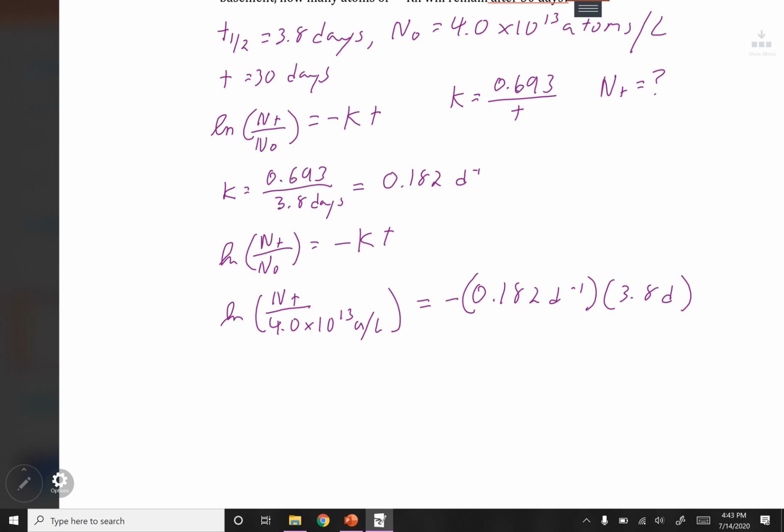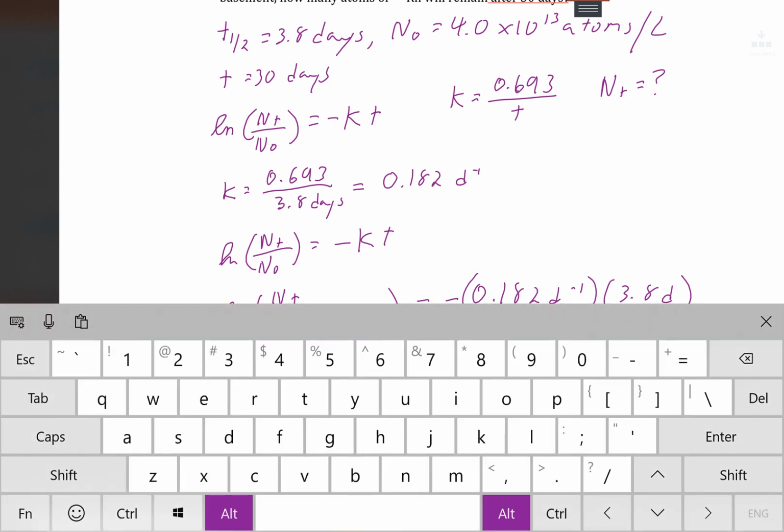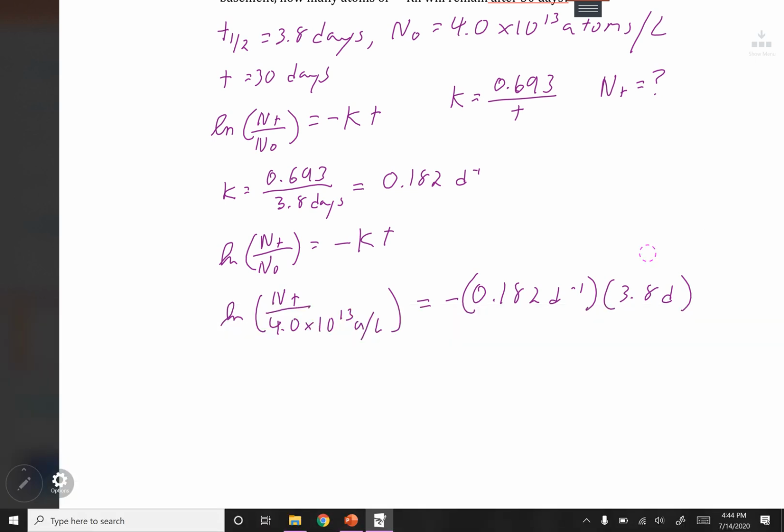So now this is just math, basically. I'm sorry, I put our t in wrong. That's why I paused for a second there. I wanted to make sure I was setting those up correctly, but we want to know after 30 days. So we'll put 30 days there, not a 3.8. Our 3.8 is our half-life. We've already figured out our constant, so we don't need to use our half-life there.